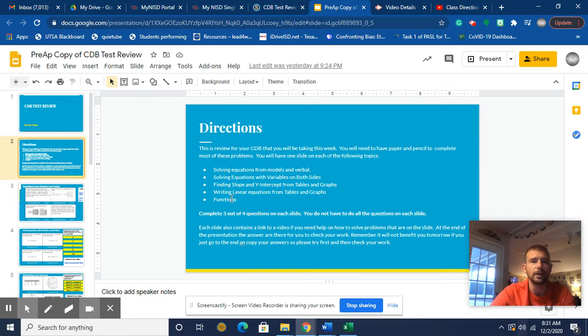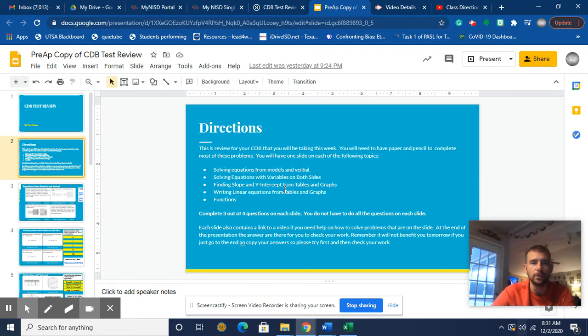You're going to have a slide on each of the following things that we've covered. Looking at solving equations from models and given verbal, that's slide 1. Solving equations with variables on both sides. Finding slope and y-intercept from tables and graphs, so that's delta y over delta x, and then the extra step. Writing linear equations from tables and graphs, that's the y equals mx plus b. Okay, so on this slide, you're not writing y equals mx plus b. This slide, you are. And then the last one is functions.